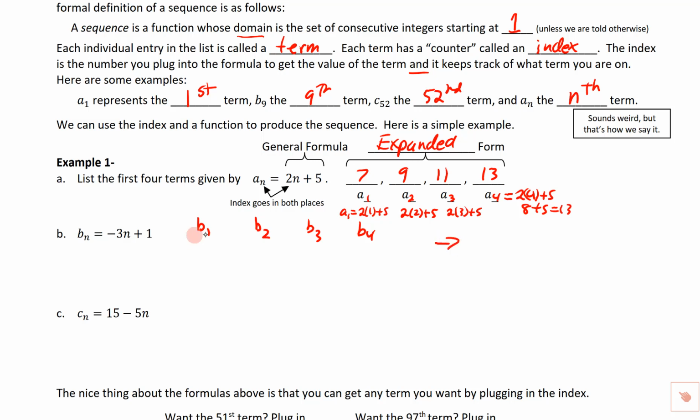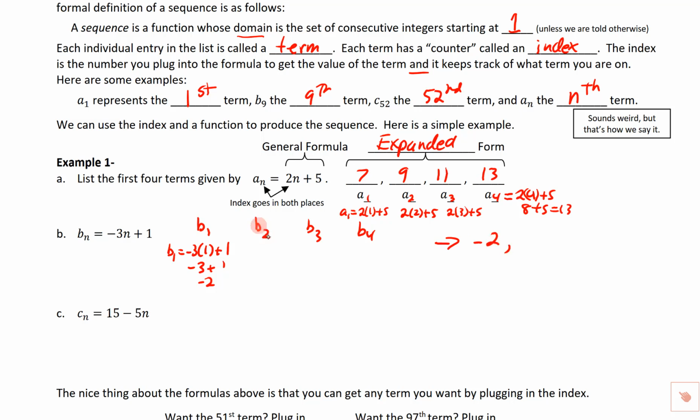So here's what we do on this one. We're going to put a 1 right there, and that means we're going to put a 1 right here. So b sub 1 would equal negative 3 times 1 plus 1. So that's going to be a negative 3 plus 1. So that's going to be a negative 2 for the answer there. So I'm going to put a negative 2 over here, and then I'm going to put a comma.